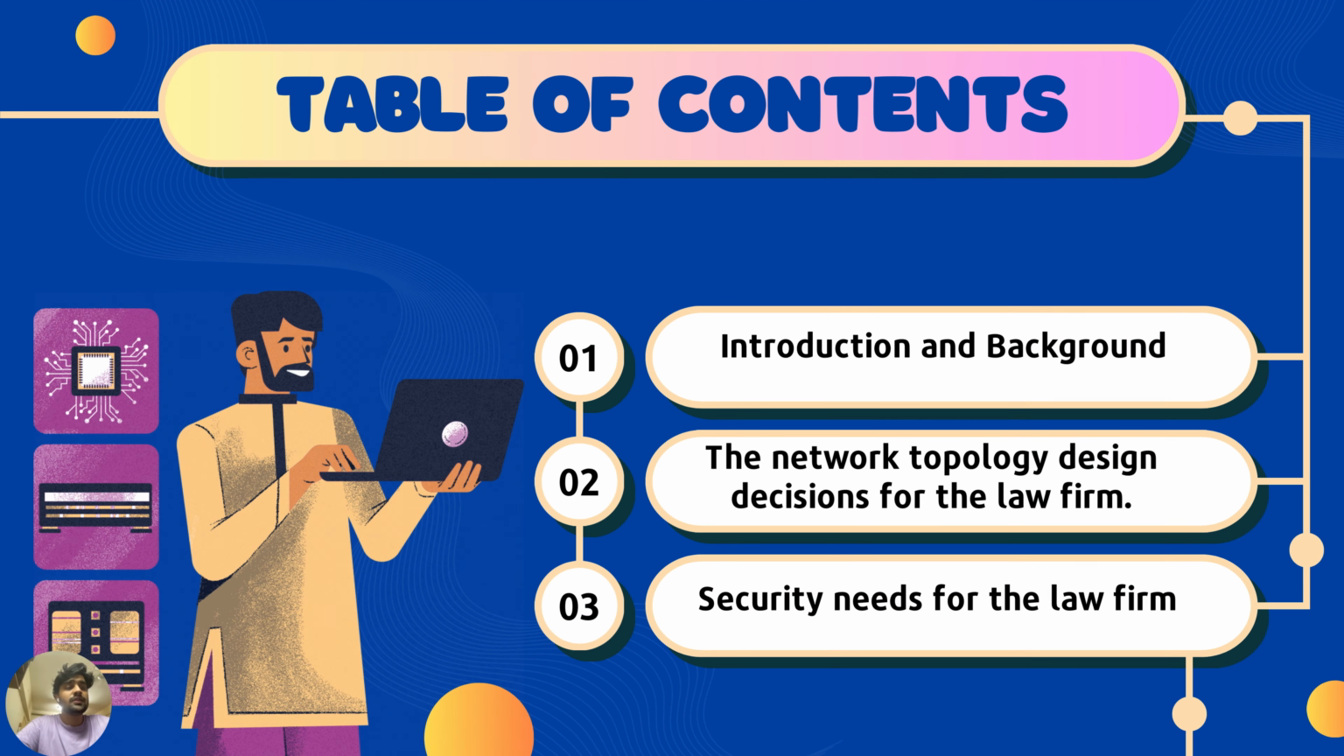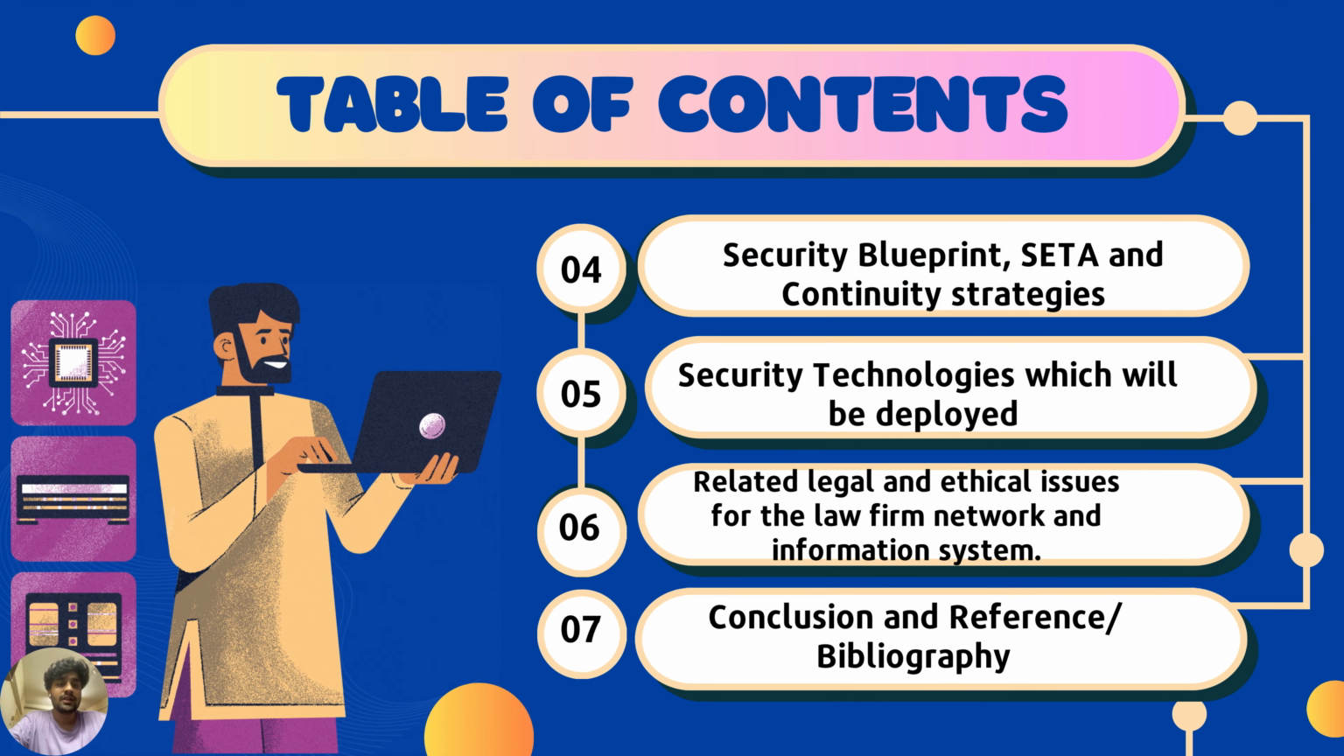So, talking about the table of contents, we have divided this presentation into 7 parts, which are introduction and background, the network topology design, security needs for the law firm, security blueprint, CETA, and continuity strategies. The fifth one would be security technologies, which will be deployed or applied. The sixth one will be related legal and ethical issues for the law firm's network and information system. And finally, we will do the conclusion and the references.